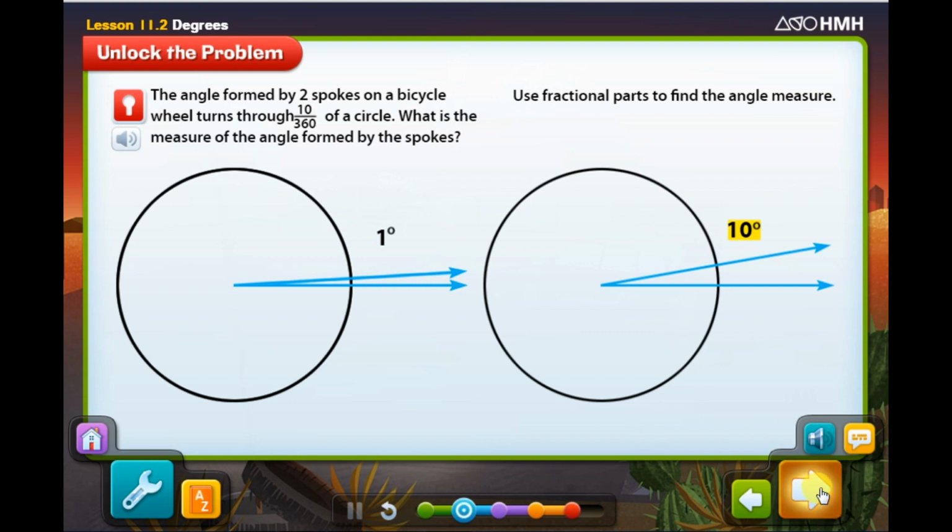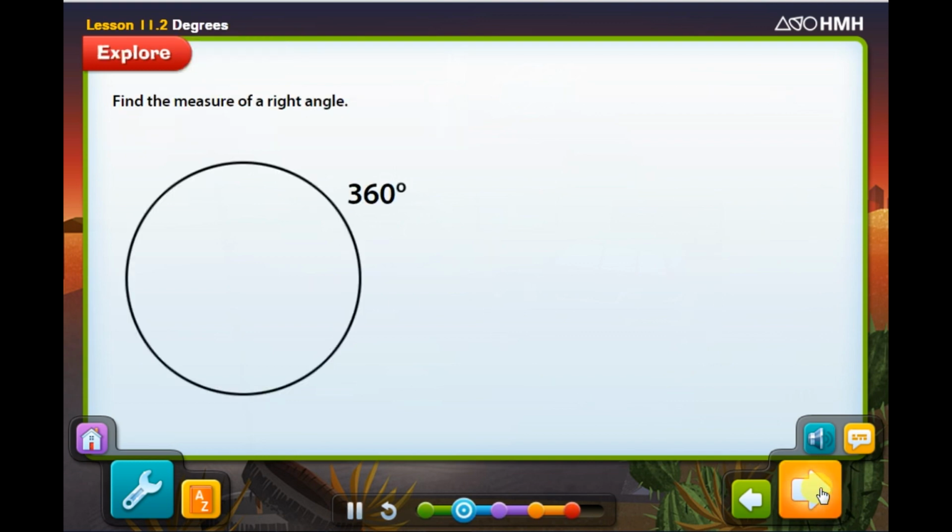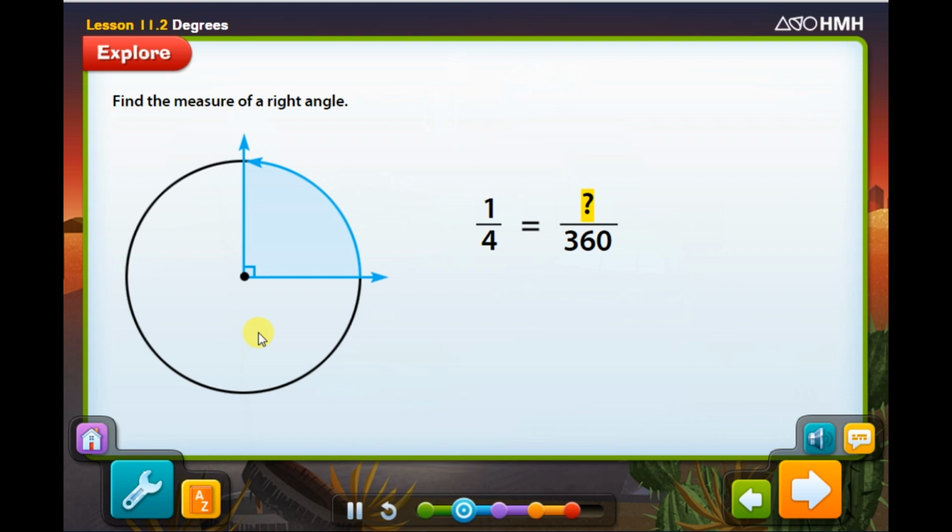Find the measure of a right angle. Start with a circle. An angle that turns through an entire circle measures 360 degrees. Let's draw some rays in the circle. Okay, let's form a right angle. We'll draw a vertical ray and a horizontal ray that intersect in the center of the circle. These rays divide the circle into 4 equal parts. Each part has a right angle. Each section is 1/4 of the circle. What is the equivalent fraction of 1/4 with 360 as the denominator?